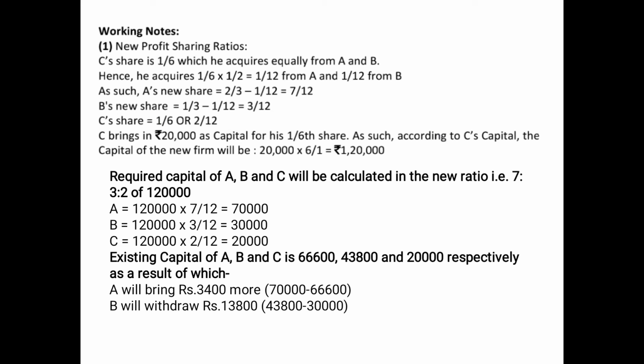Then the required capital of B is 30,000, whereas his existing capital is 43,800. That means there is a surplus of 13,800 which he will withdraw in cash, and the entry will be B's capital account debited to bank account. It will reduce his capital balance, therefore it will be shown on the debit side of the capital account, that is to bank account, and the amount will be shown 13,800 in the B column. The required capital of C is 20,000 and existing capital is also 20,000. So C is not required to bring or withdraw any amount.